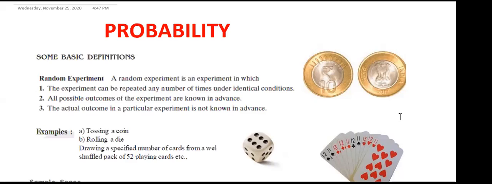Students, once again listen. A random experiment is an experiment in which the experiment can be repeated any number of times under identical conditions. All possible outcomes of the experiment are known in advance. The actual outcome in a particular experiment is not known in advance. It is called a random experiment. Students, all of you understood now? I have given 3 examples also.